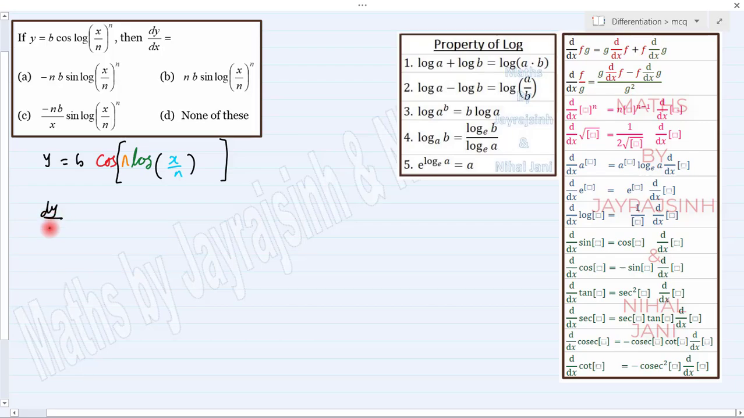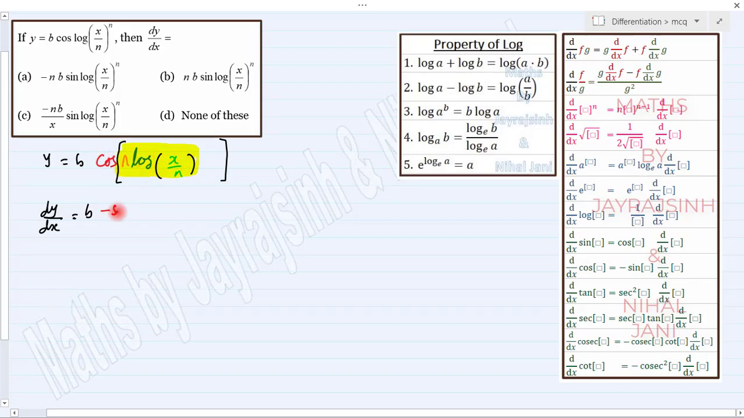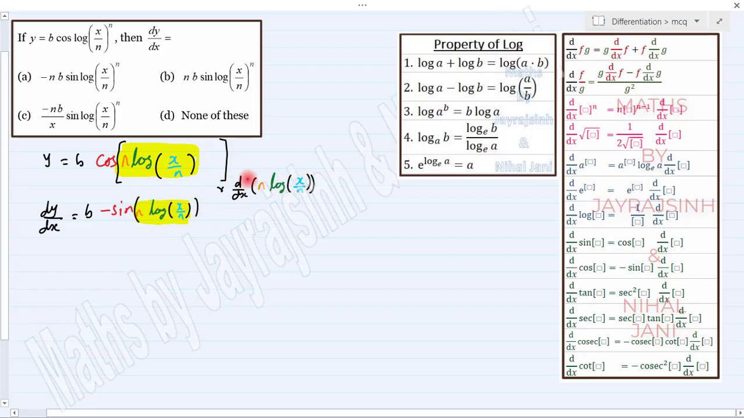To get dy by dx, we have to differentiate both the side. B is constant and cos is the outermost function. So let's consider rest of the function within the box. Differentiation of cos box is simply minus sine box into differentiation of box. Within the box we have n log x by n. So we have to differentiate n log x by n.